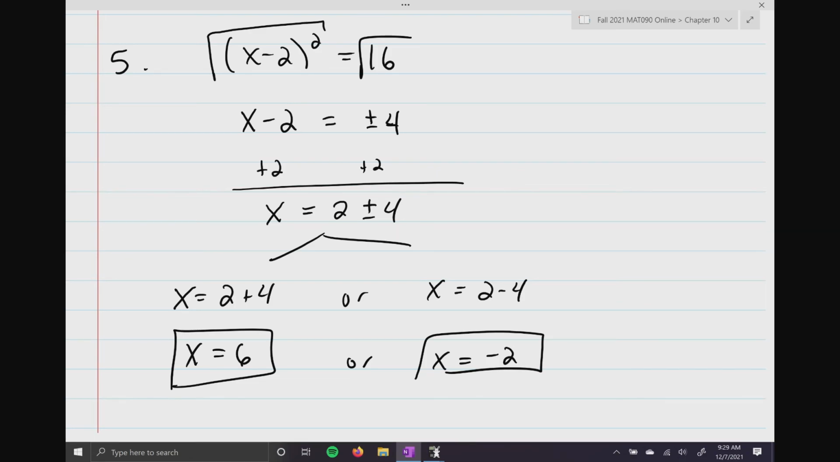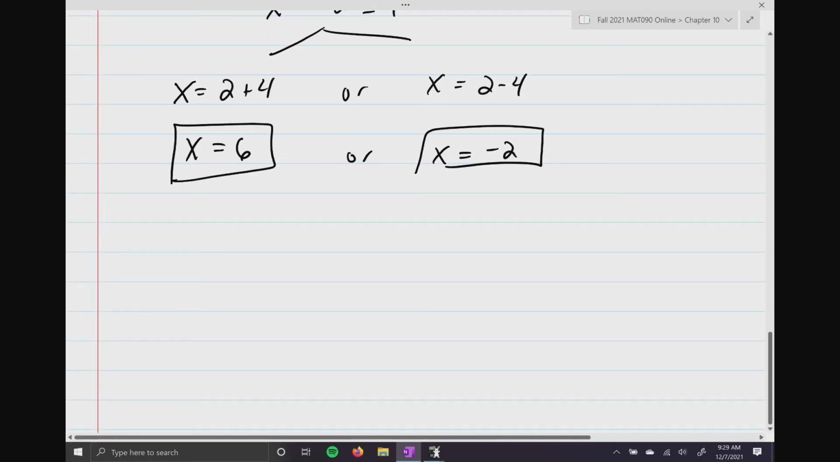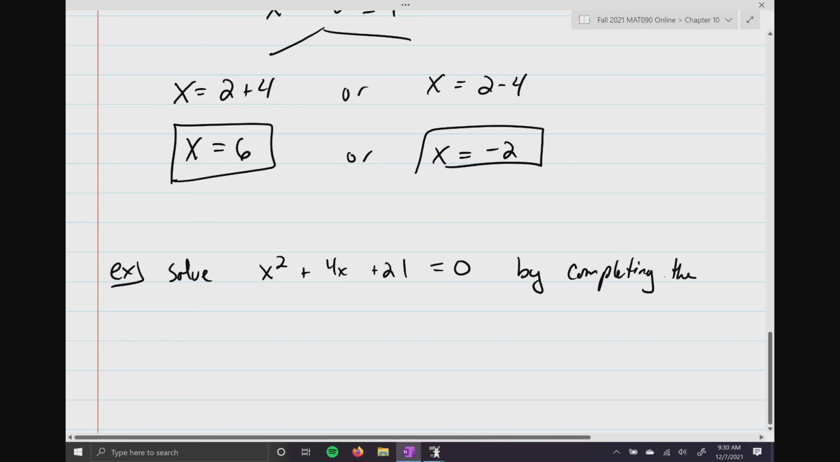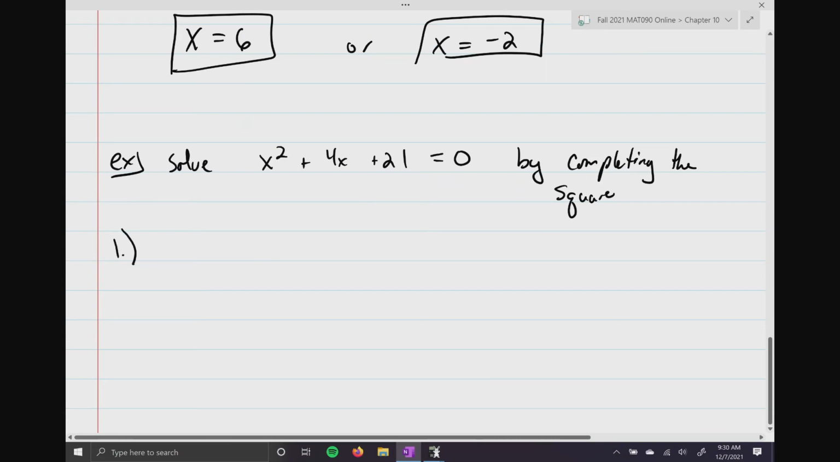Now, every problem is done the same exact way, so I'm going to go ahead and do some examples now. Okay? So let's try this one here. Let's solve x squared plus 4x plus 21 equals 0 by completing the square. Okay? Step 1. Now, if you notice, we have our variable terms and the constant term on the same side. So we're going to have to move this over here. That's what step 1 does for us. So I'm going to rewrite the problem.